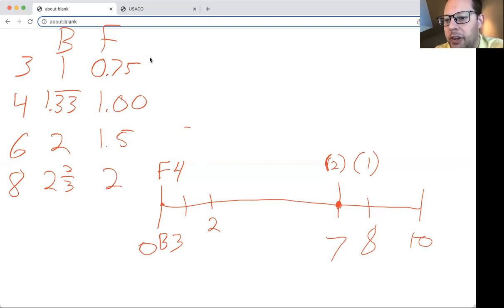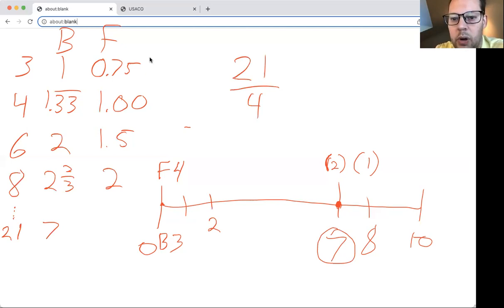If you want to know the time it takes Bessie to reach a certain position, for example, 7, we would just multiply 7 by her time, and then we would get 21. So let's go ahead and skip ahead to 21. At 21 seconds, Bessie is going to be at meter 7. At 21 seconds, Farmer John is going to be at 21 over 4, 5 1/4. Okay, so now Bessie has reached this first rest stop.